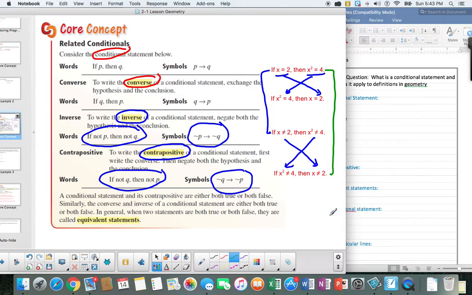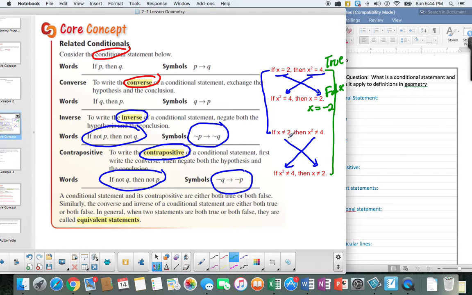Now, equivalent statements are statements that are both true or both false. So, for instance, this is a true statement. True. Now, this is a false statement. Now, why is it false? Because x could have been -2 as well.